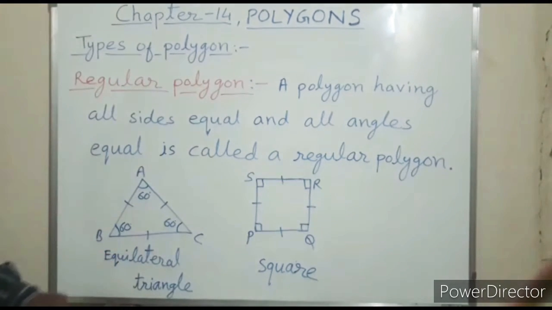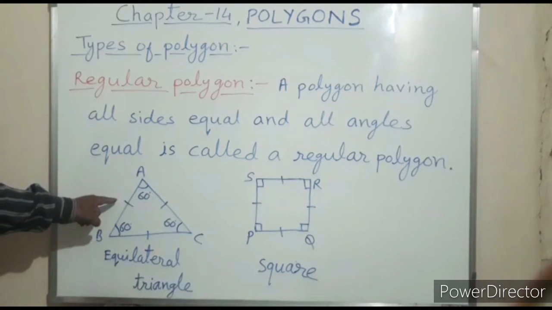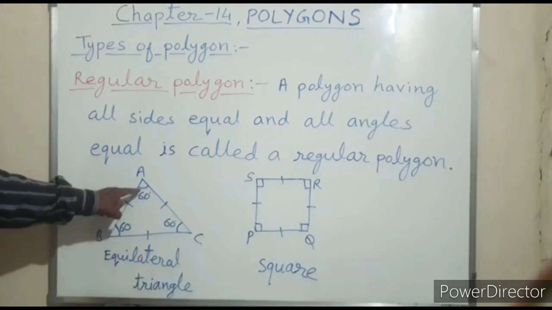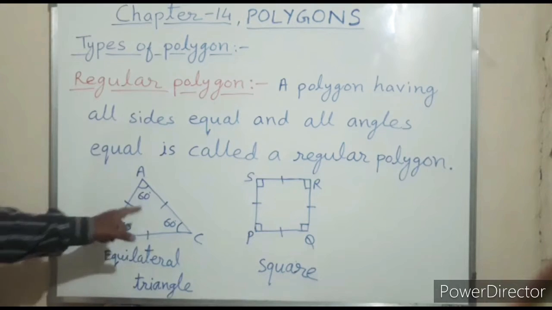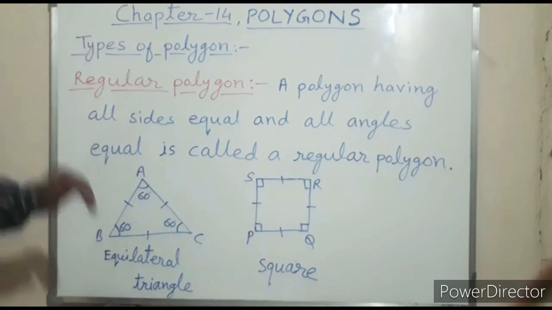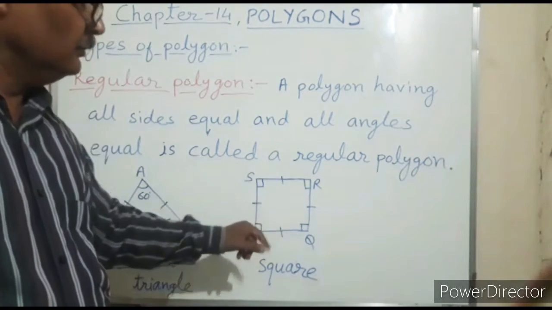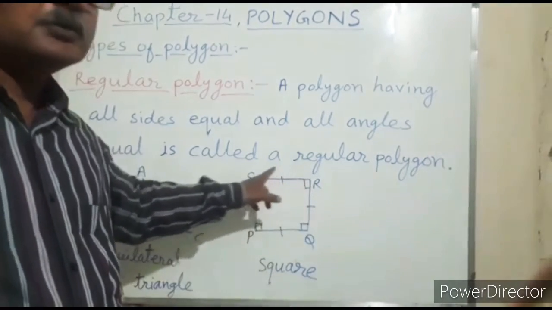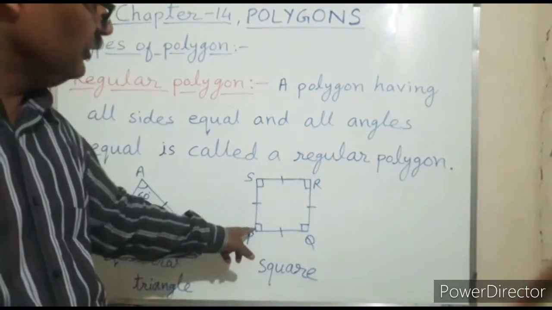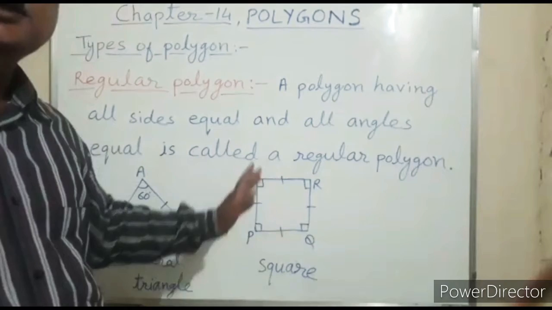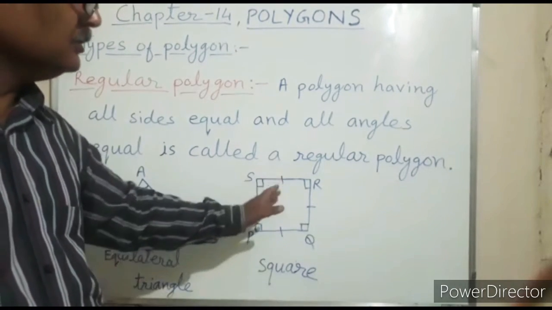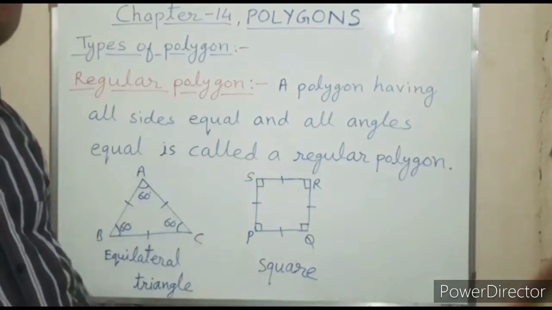I have drawn an equilateral triangle having all sides equal and each angle measures 60 degrees. So it is a regular polygon. There is a square. Here also all the four sides are equal and the measure of each angle is 90 degrees. So it is also a regular polygon.